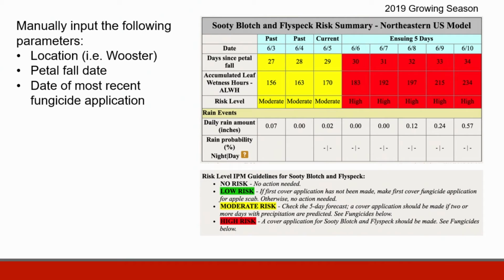After the first application is applied, the warning system recommends returning to a regular 14-day spray interval for the rest of the season. This model can delay the second cover spray by up to 6 weeks, depending on the variety of the apple, which corresponds to about 3 to 4 less fungicide applications.